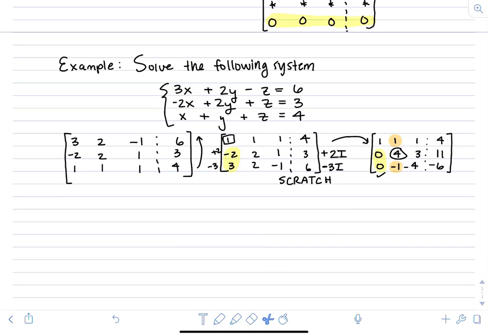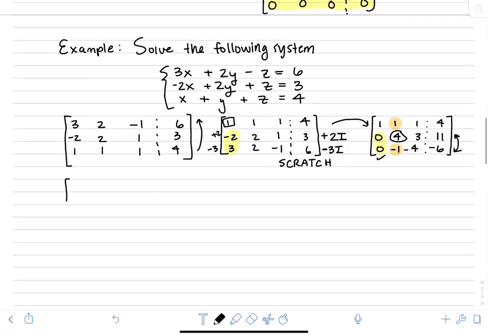So I probably think the easier way to do this would be switching the 2, because I would rather have a negative 1 there. So 1, 1, 1, 4, and 0, negative 1, negative 4, negative 6, and 0, 4, 3, 11. Okay, why would that be easier? Now I get to use a negative 1, and what I am trying to get rid of is this 1 and this 4. So what I'm going to be doing is adding some multiple of row 2 to row 1 and row 3 to try and get rid of that 1 and 4.